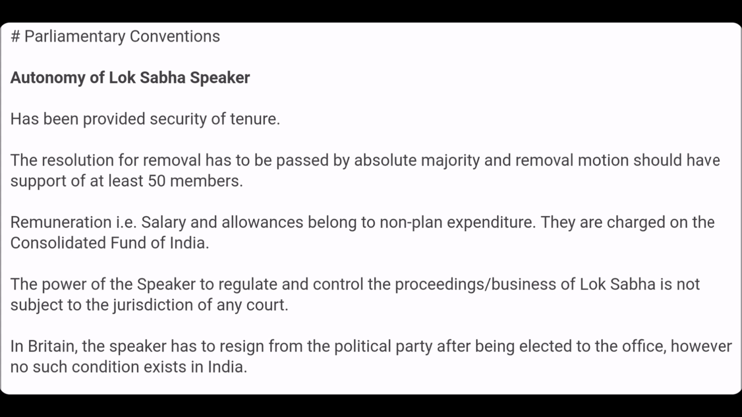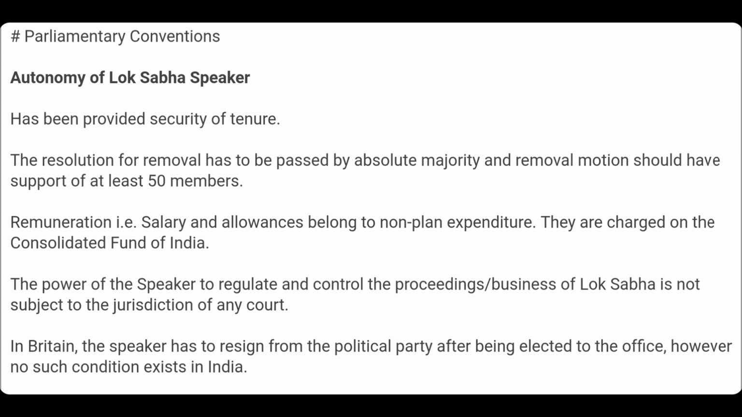Also, the remuneration, that is the salary and allowances of a Lok Sabha speaker, is non-plan expenditure. Non-plan expenditure means that they are fixed and they cannot be planned or voted upon. They are charged on the Consolidated Fund of India. Charged on the Consolidated Fund of India means that they will be directly taken from the Consolidated Fund of India, and parliamentary members cannot vote to reduce the salary or his allowances. Charged means they are fixed, and they will be given to him at any cost, as long as he is the Speaker of the Lok Sabha.